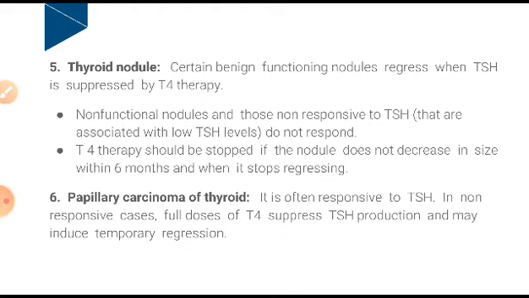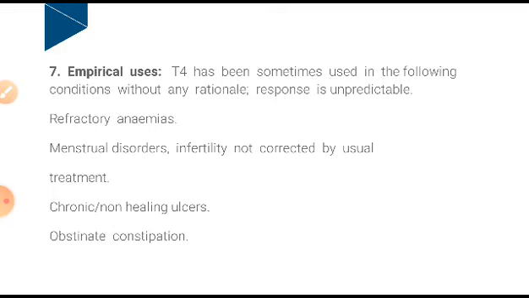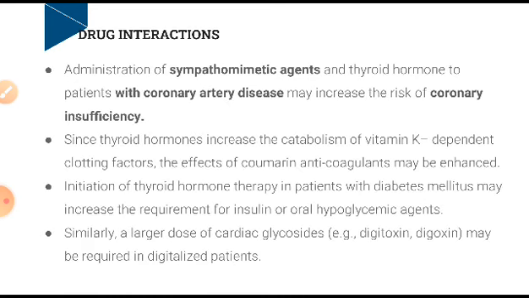Papillary carcinoma of thyroid. It is often responsive to TSH. In non-responsive cases, full dose of T4 suppresses TSH production and may induce temporary regression. And the last use here is empirical use. T4 has sometimes been used in the following conditions without any rationale, and response is unpredictable: refractory anemias, menstrual disorders, infertility not corrected by usual treatment, chronic non-healing ulcers, obstinate constipation. So, I hope you understood what the uses of these hormones are.